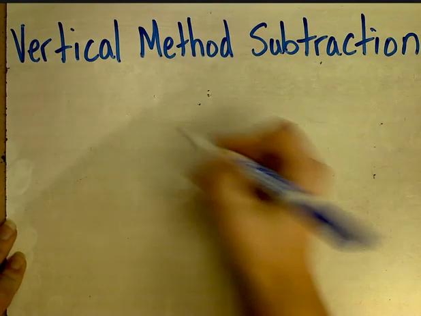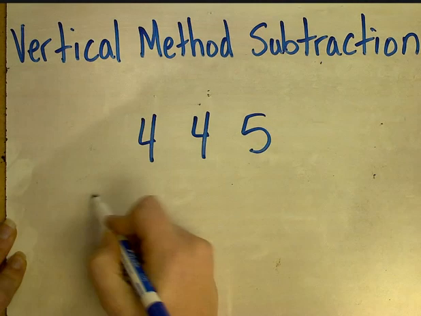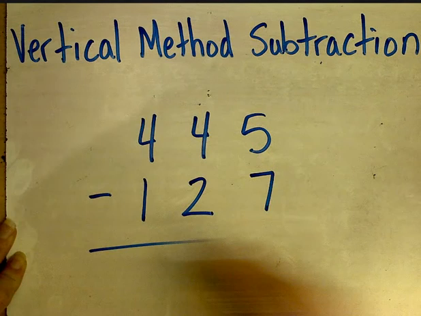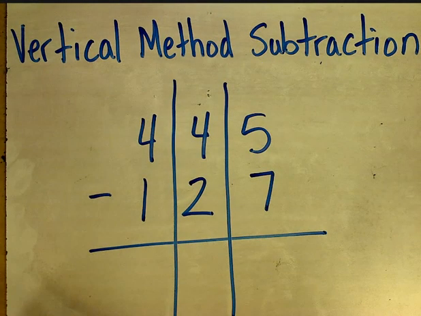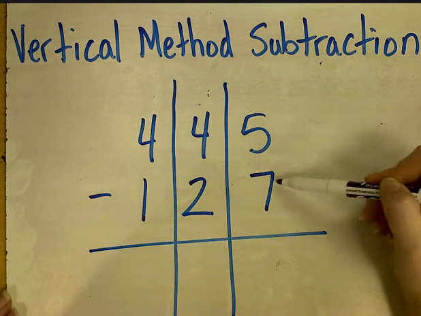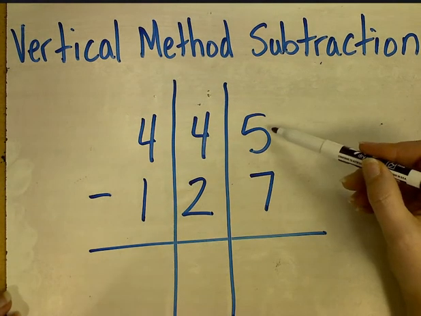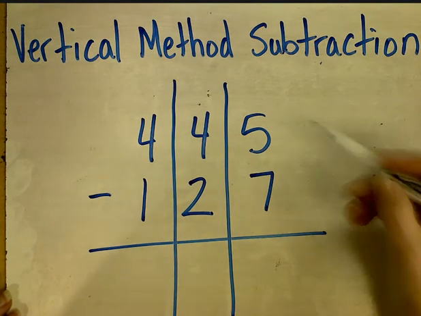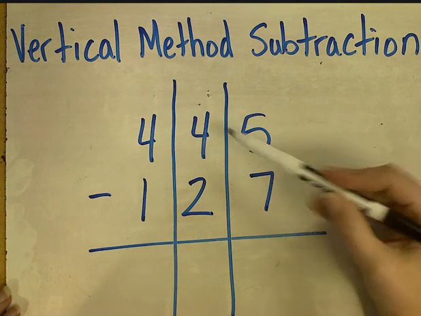We're going to start again with 445 take away 127. Again, I'm just going to draw my lines to help stay organized. Now here I'm looking at 5 take away 7. We can't do that. One of the things we might hear kids say is, "more on the floor, go next door." So 5 minus 7 doesn't work. So we're going to have to look at our tens column and take one away from there.